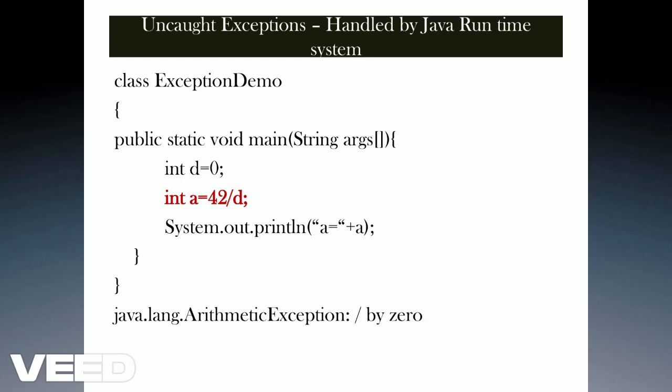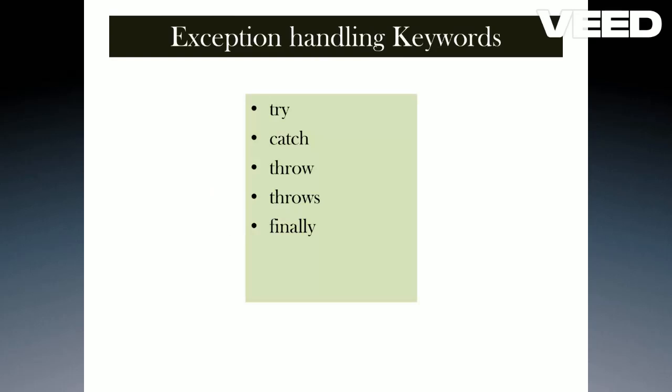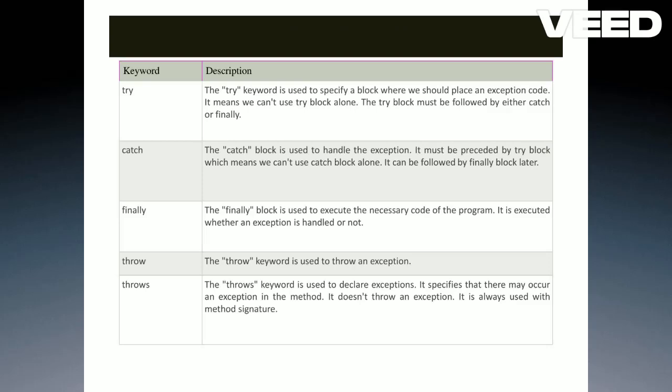In the class ExceptionDemo, we are initializing the value d equal to 0 and initializing the value a equal to 42 by d. The system will provide an error, that is java exception, arithmetic exception. There are some keywords that are used to handle the exceptions. They are try, catch, throws, finally.